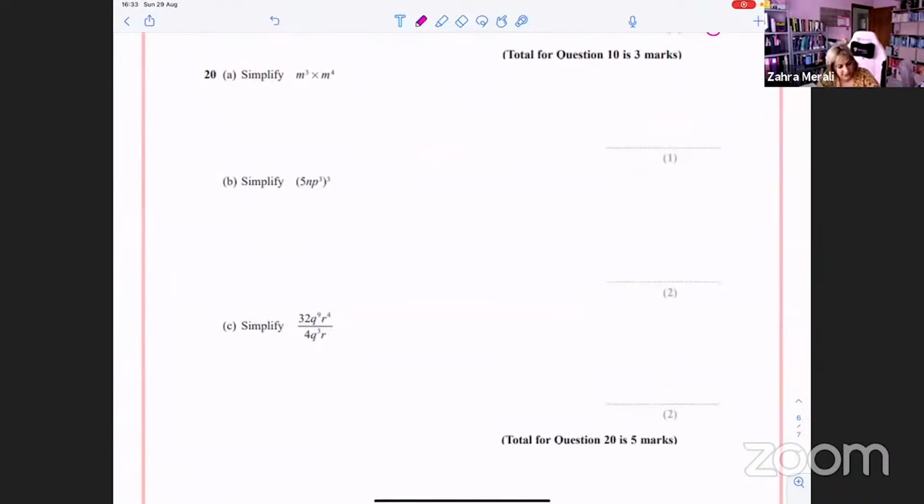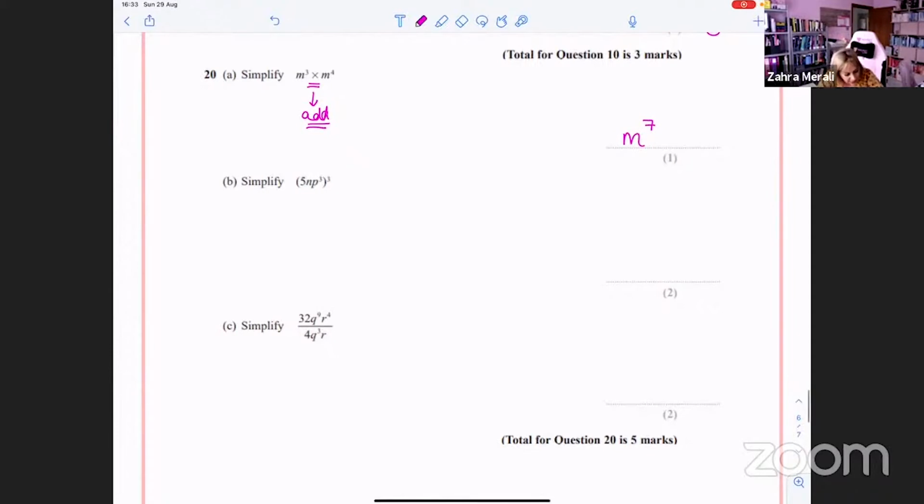But essentially, when we times, our brain is going to go add the indices. Okay, so we've got M, so we've got 3 plus 4. So that's 3 plus 4 gives us 7.